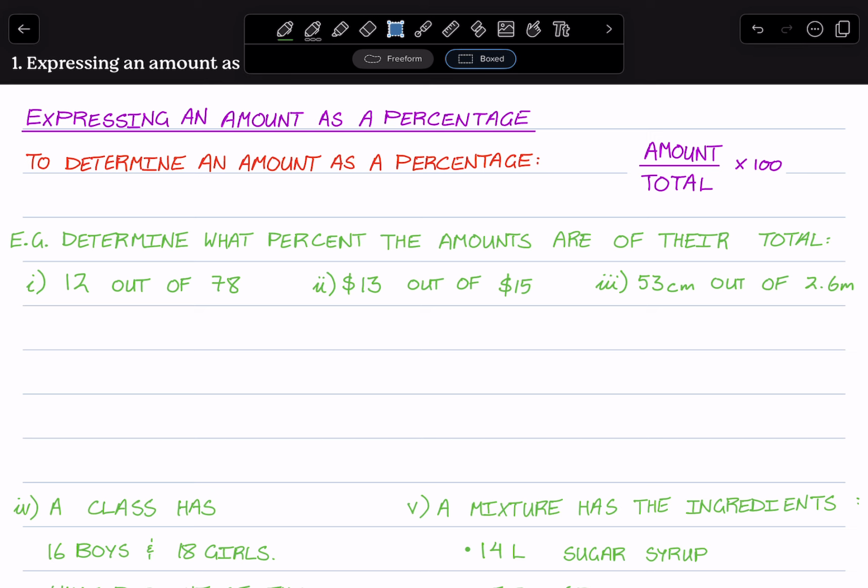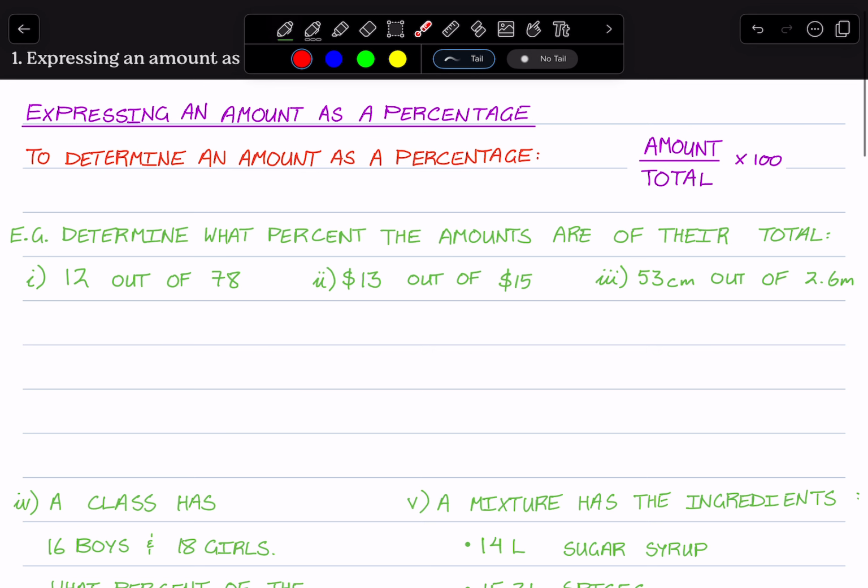Hello class, this is a video tutorial on expressing an amount as a percentage. To determine an amount as a percentage, we simply take the amount, divide it by the total that we are comparing it against, and multiply that by 100.